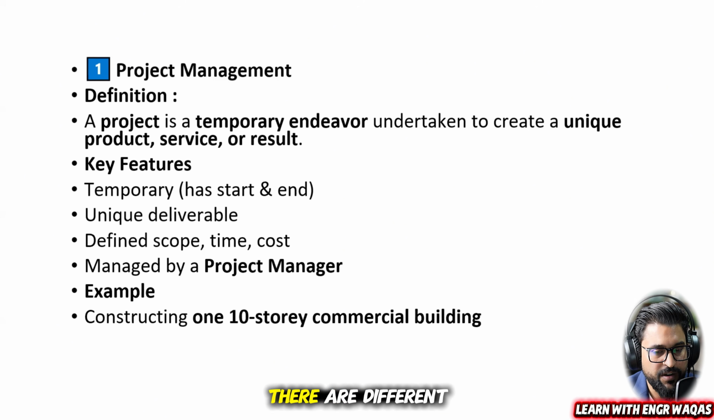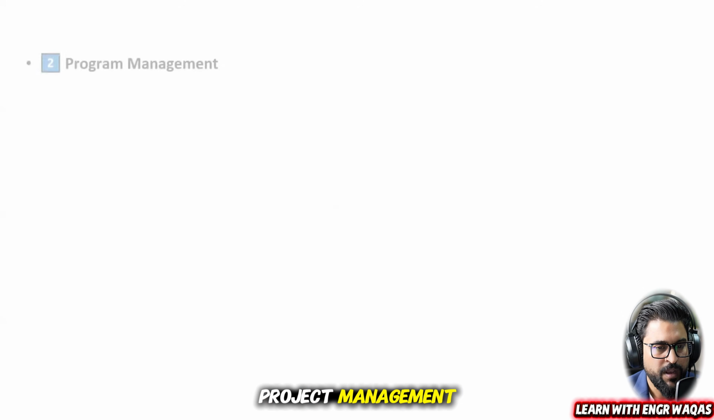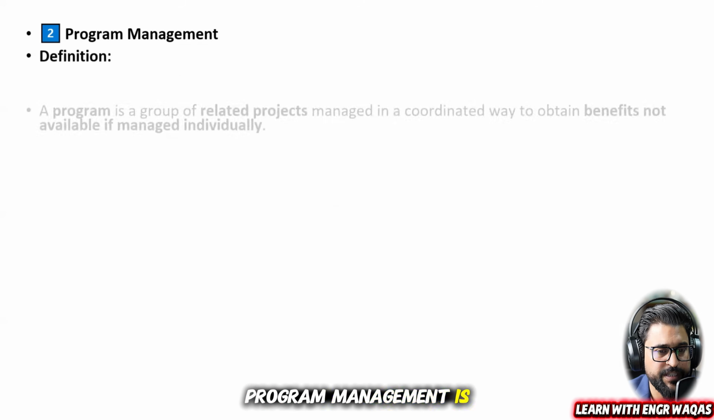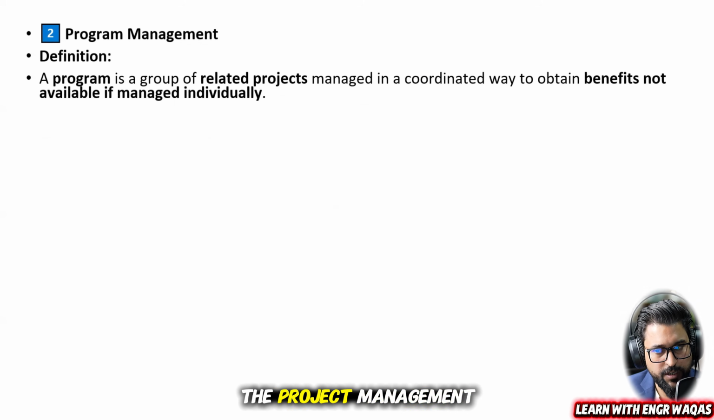I have already given you the examples. So that is project management. Now there is program management. Program management is actually a group of related projects. Let's look at the difference between project management and program management.